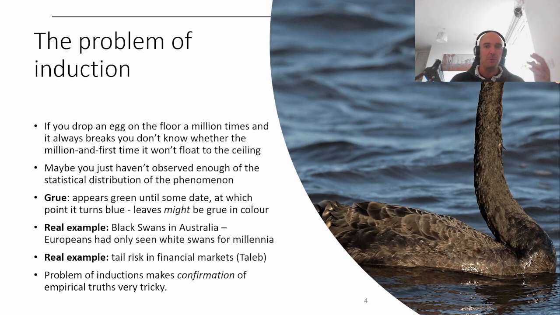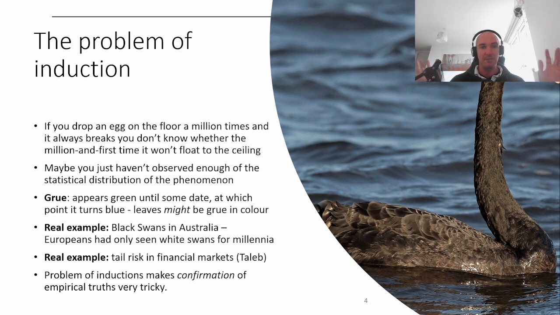Another famous example that's used to explain the problem of induction in philosophy is the conceptual color grue. We don't know anything that is grue, but it's impossible to know whether something is grue because the way grue works is that it appears green until some date, at which point it turns blue. So it might be the case that things that we observe today that are green are actually grue. We just don't know yet whether they're going to turn blue sometime in the future.